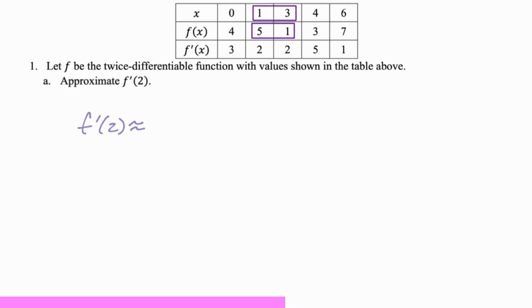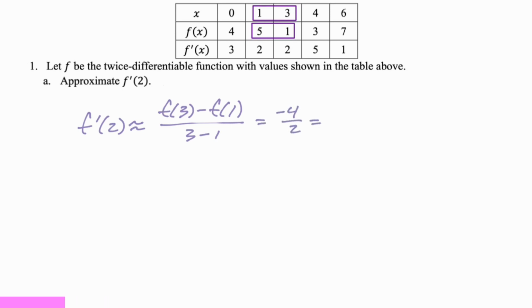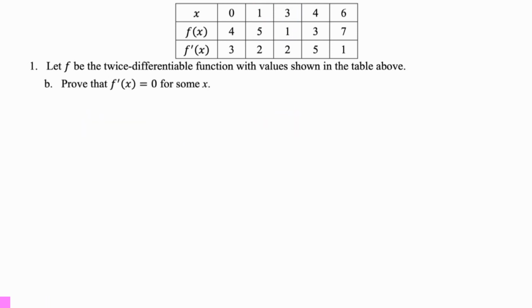We can see that 2 is in between 1 and 3, so we'll just use the average rate of change from 1 to 3. So f of 3 minus f of 1 over 3 minus 1, which is going to give us negative 4 divided by 2, which is negative 2. And that's part A. No reason to ever get that wrong. We want to do that quickly and move on.